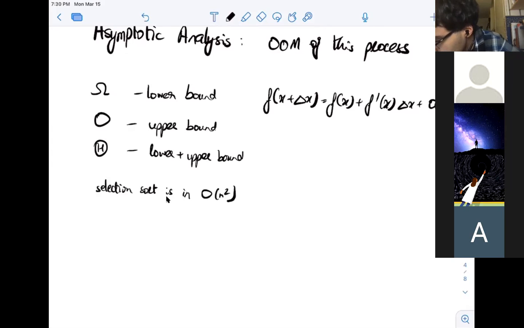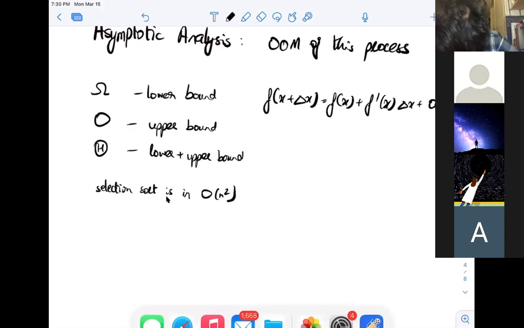Okay, selection sort is in O of n squared. Why am I not saying it's in theta of n squared? Also, in informal usage, which a lot of computational physicists are very informal about, you just say O to refer to all 3 of these, but O should only refer to an upper bound.